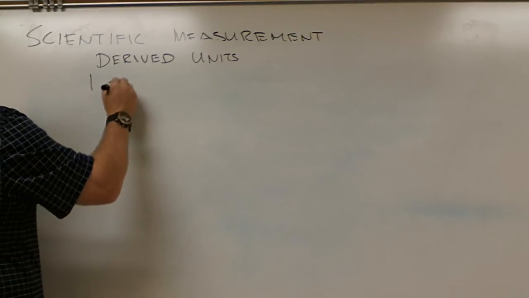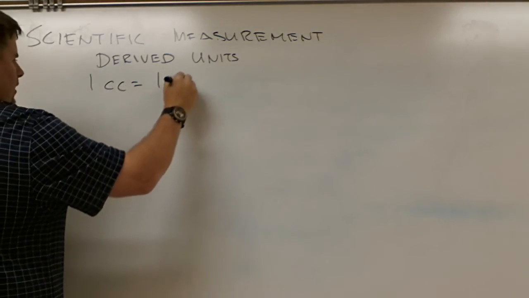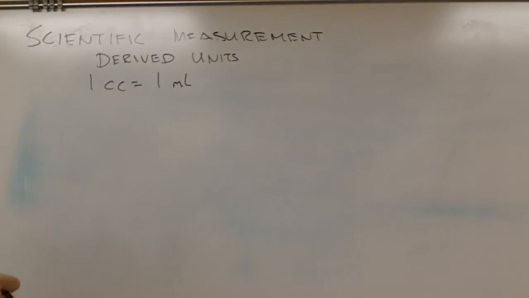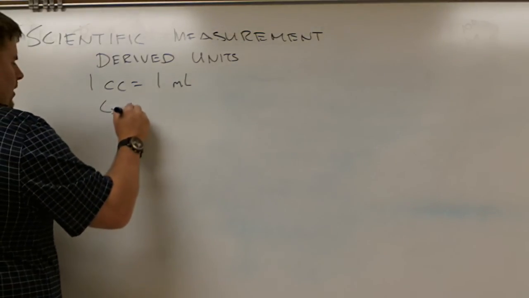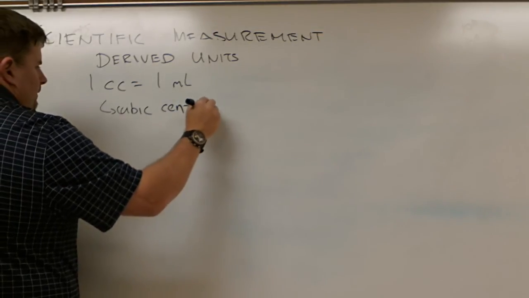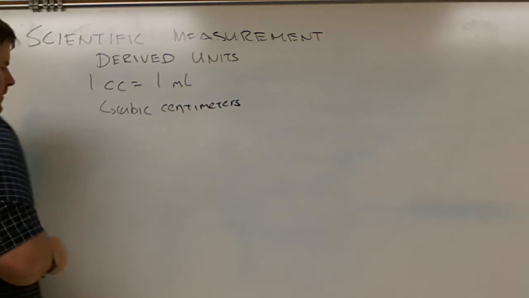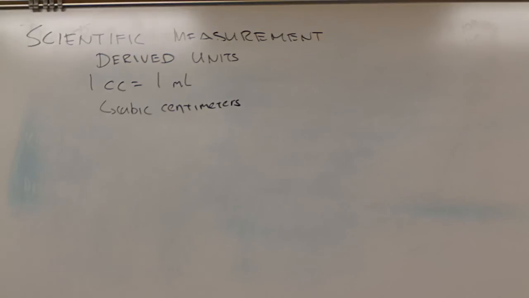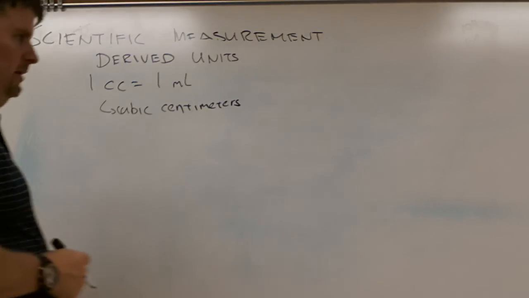And 1 cc is equal to 1 milliliter, okay? 1 milliliter, 1 cc. cc stands for cubic centimeters. A cubic centimeter is a milliliter. So a cc is a milliliter.